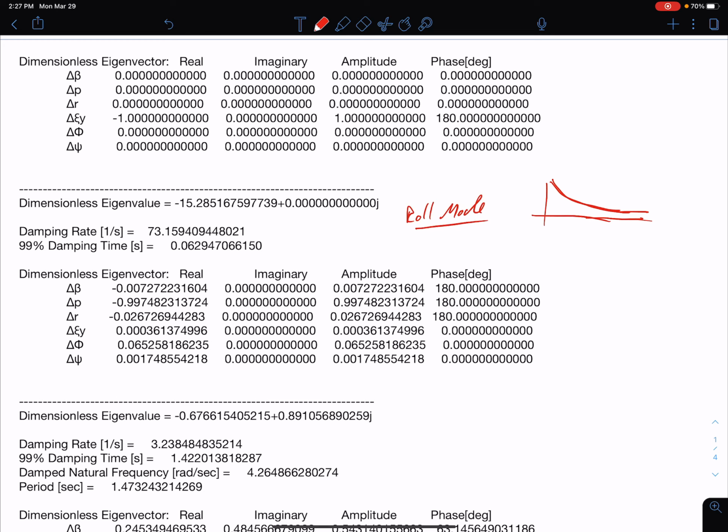So the roll mode is very heavily damped, and it's really difficult to pick up on an aircraft. In fact, pilots often don't even know that it's there, or are able to sense it. But basically, we can think of this as a response to a disturbance, but it's actually easier to understand the roll mode when you use the aileron as a disturbance.